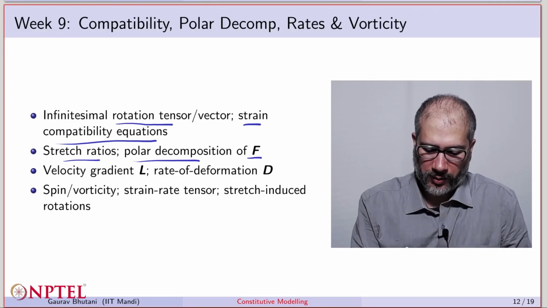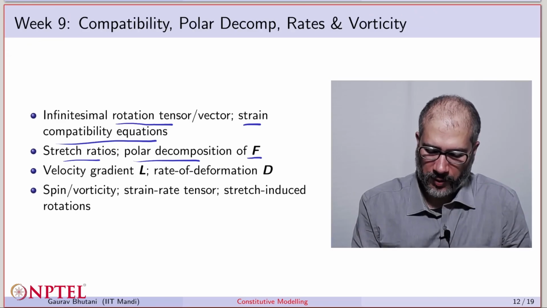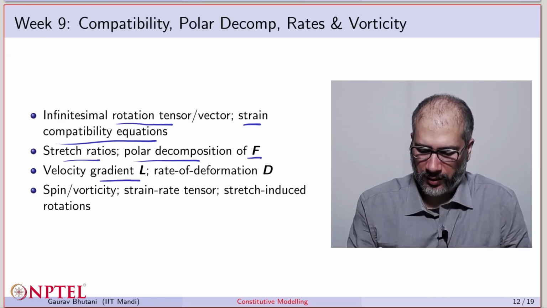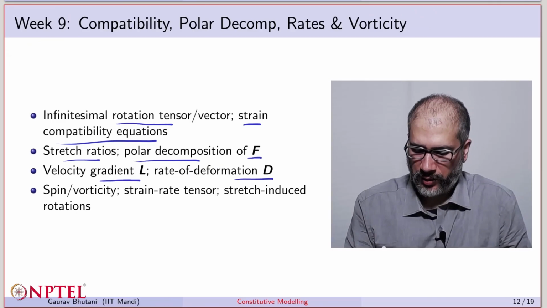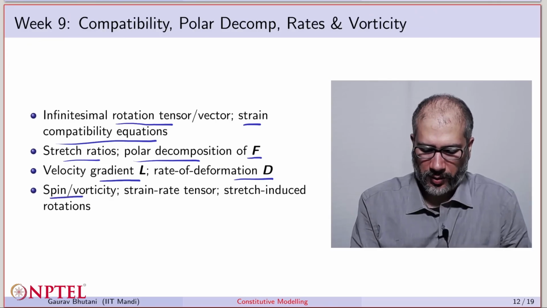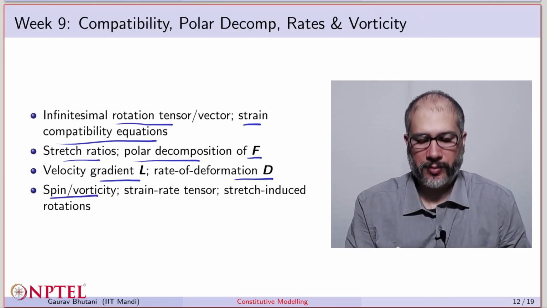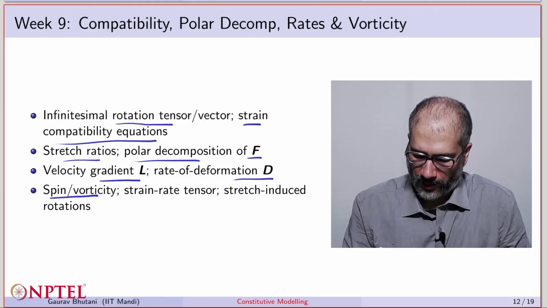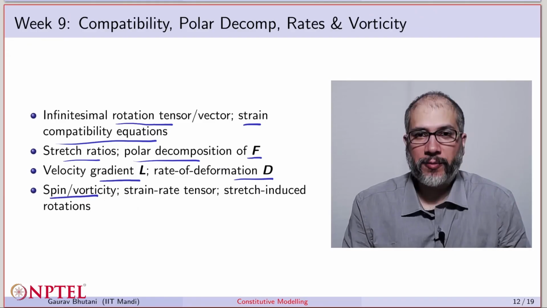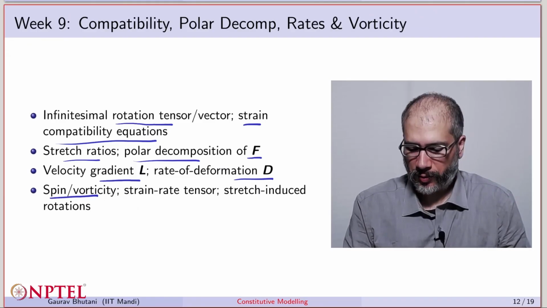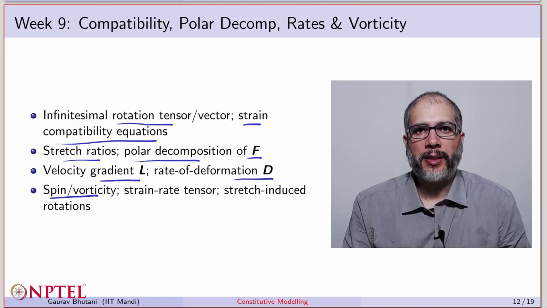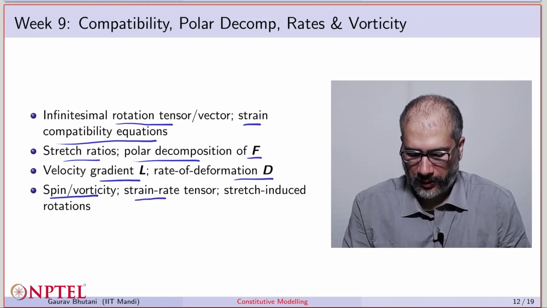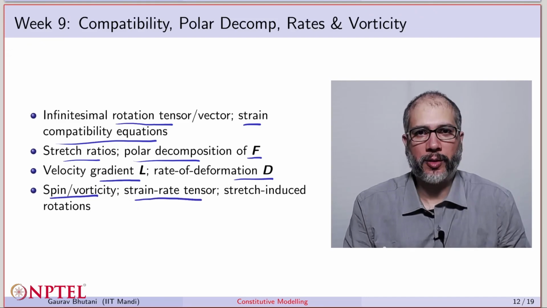We then moved on to the discussion on fluids, where we talked about the velocity gradient tensor L, the rate of deformation tensor D, and the vorticity or the spin tensor W. We showed that under infinitesimal deformations, the rate of deformation tensor D degenerates to the rate of strain tensor, that is epsilon dot.